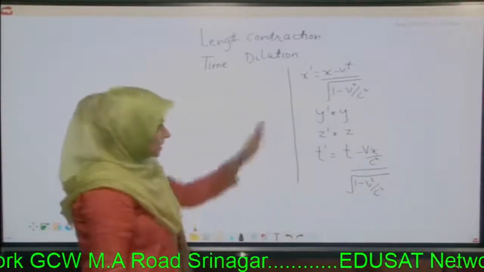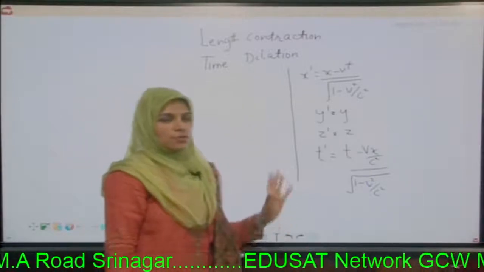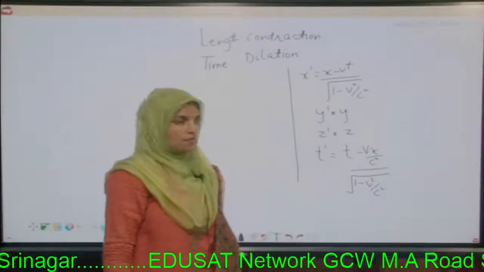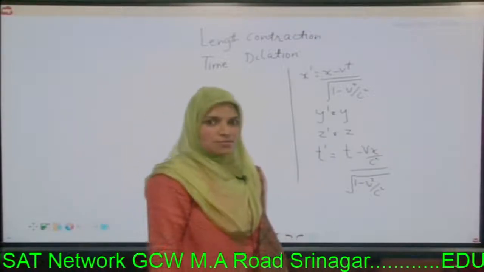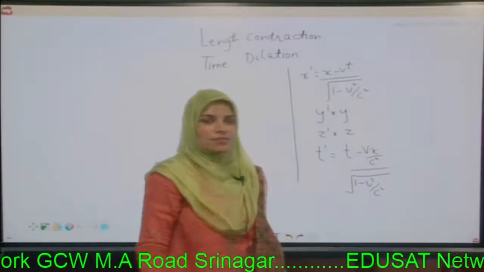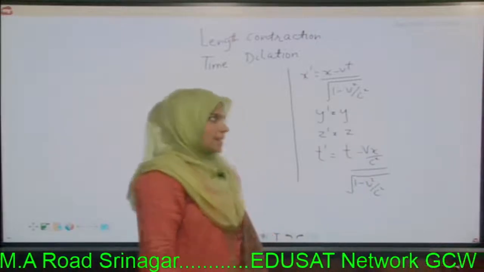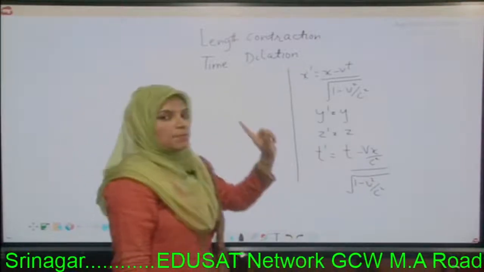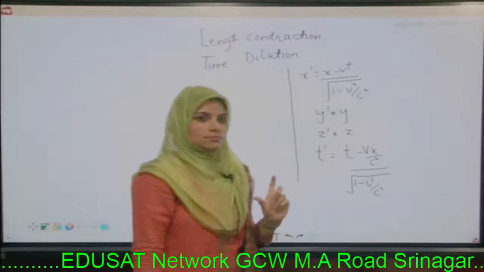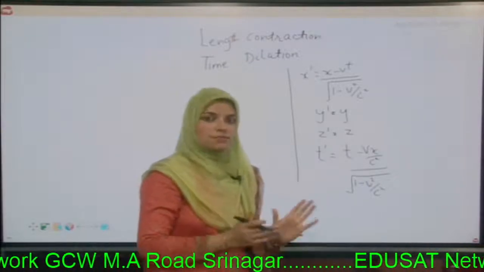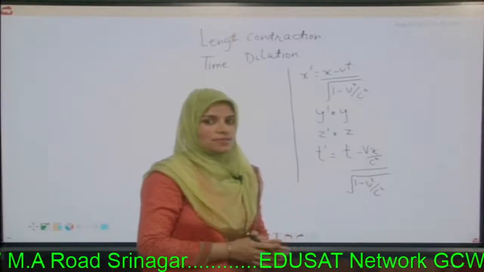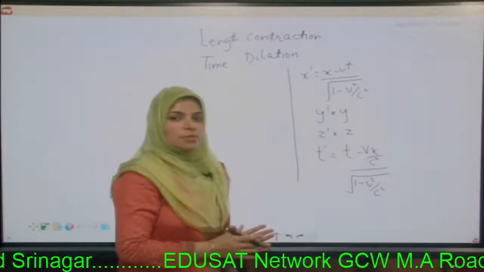Now, using these set of equations and the previous knowledge from the previous video, today we will describe two important consequences of special theory of relativity, that is length contraction and time dilation. That means that moving lengths appear shorter. Those objects or systems which are moving with velocities approximating the velocity of light will appear shorter to an observer.